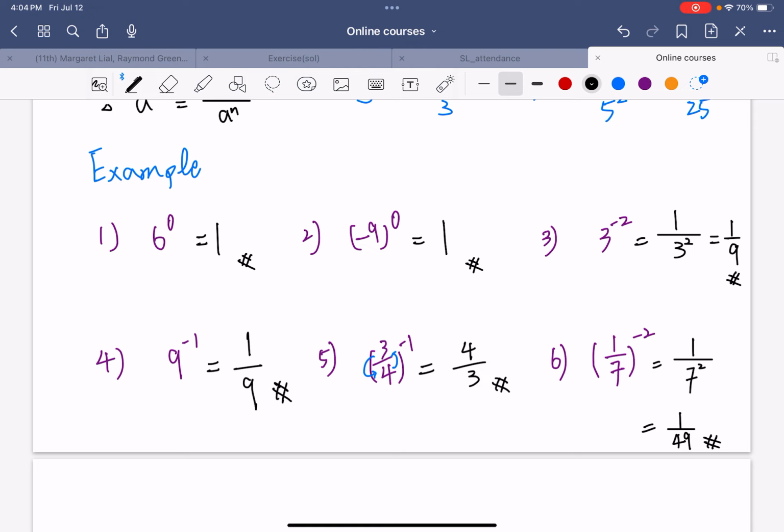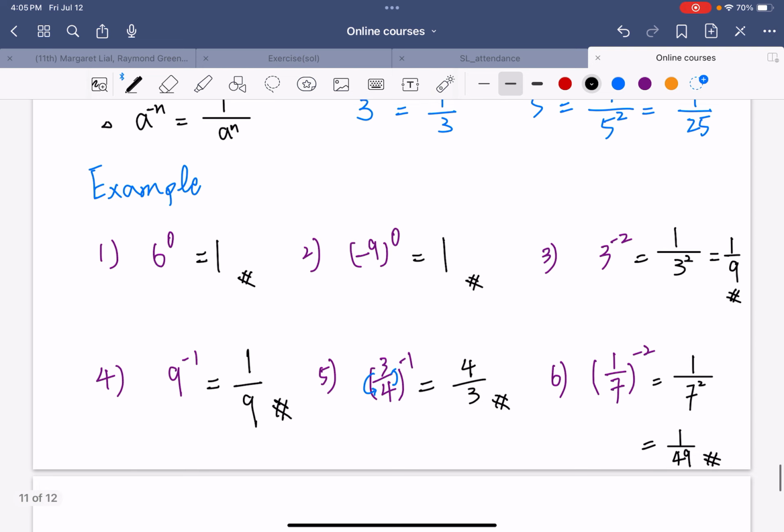And that's all for the first class of Exponent. We're going to have a second one, but this is like the intro of Exponent. That's all.